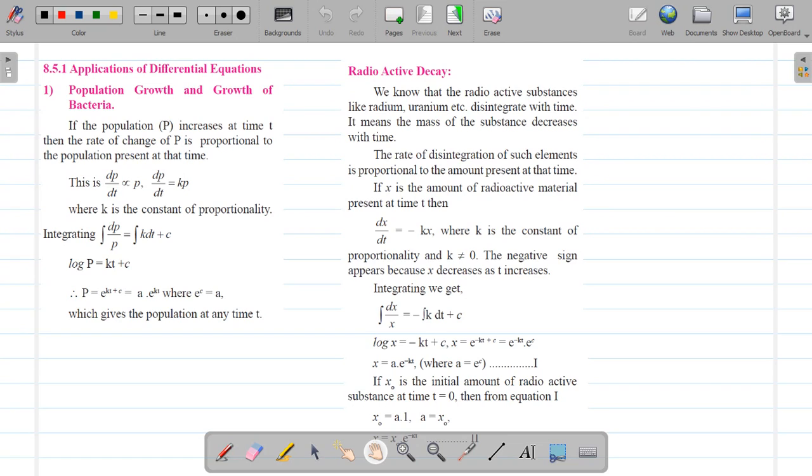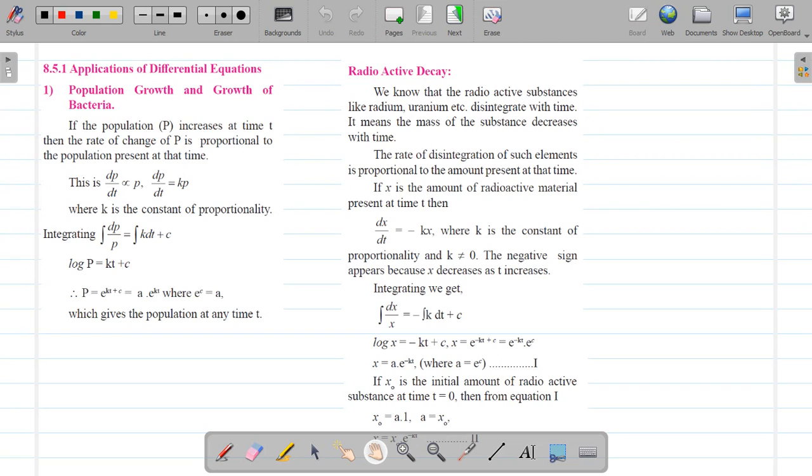So see here, and that's why we get dP by dt is equal to K into P, where K is the constant of proportionality. And this dP by dt equation is nothing but the differential equation, by which you can apply it to population growth and growth of bacteria. So by taking the variable separable form of this equation, dP by dt is equal to K into P, we get the integration of 1 upon P dP is equal to integration K dt plus C.